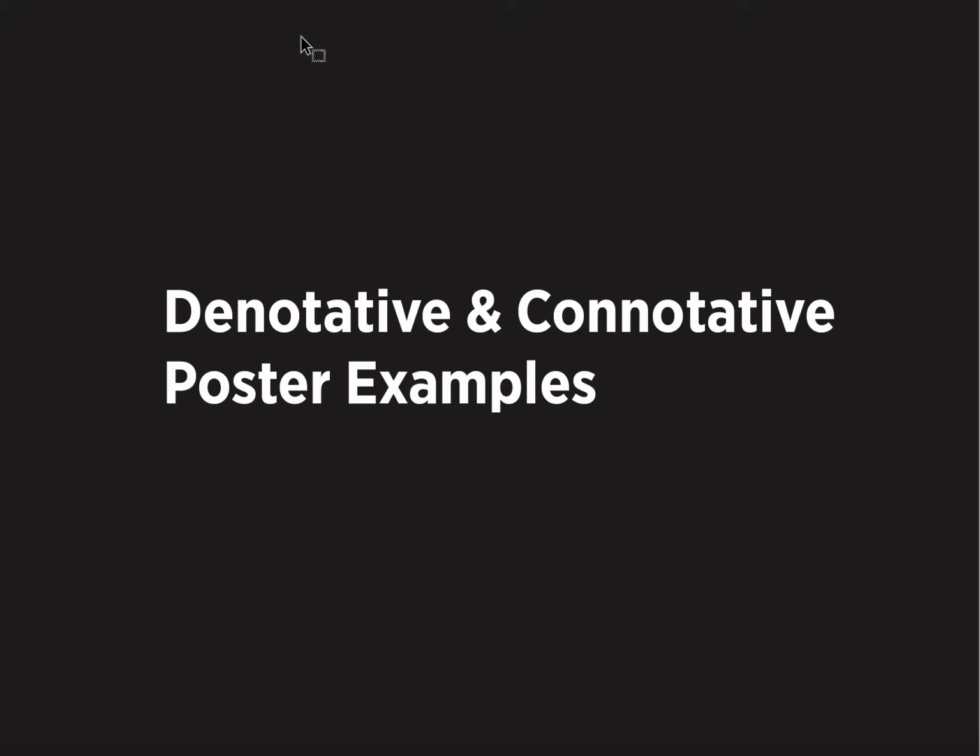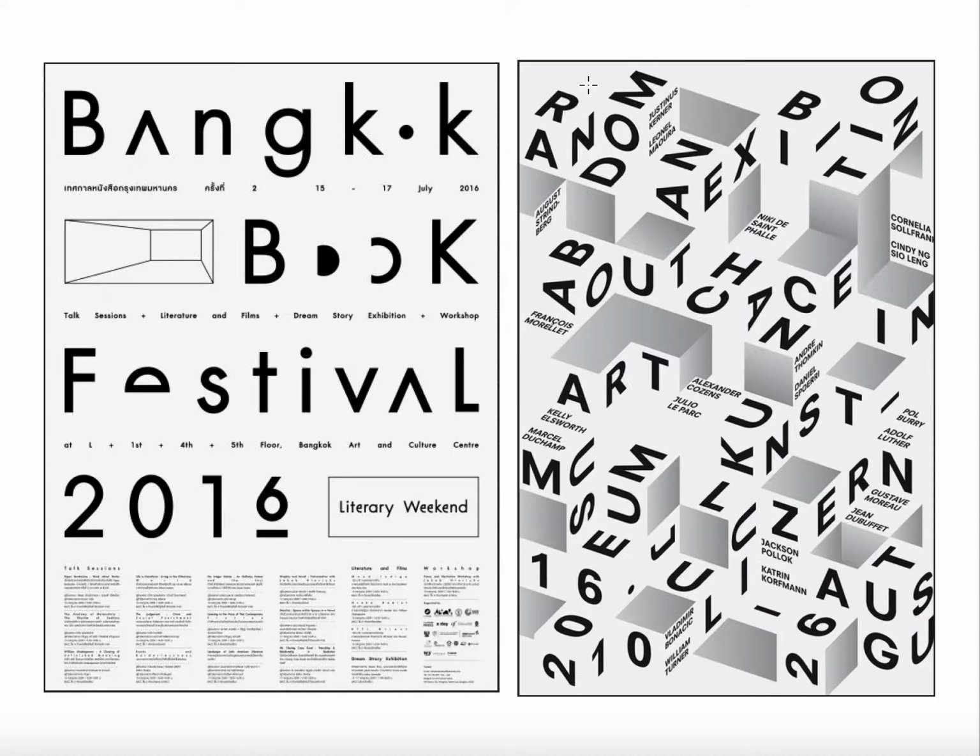So I just wanted to share with you some examples we have here. Right. So here we're going to take a look at the denotative approach over here on the side. So on the left hand side we're looking at Bangkok Book Festival 2016. Okay, so as we can see, the titles are very simple and straightforward, very legible, but we see different levels of hierarchy. So we have the Bangkok Book Festival, weekend, literary weekend, and then we start to read the subtitles over here, right? And then we get into the body copy. So very much of a structured format.